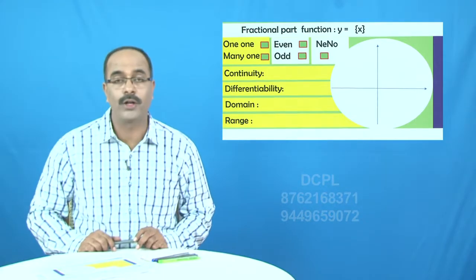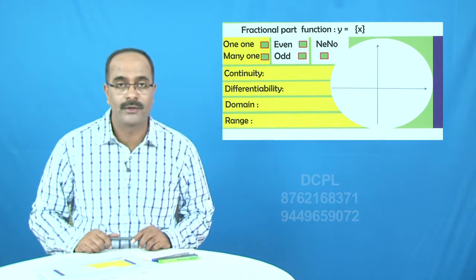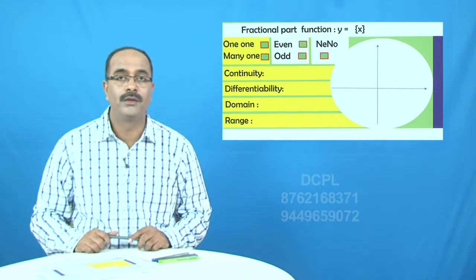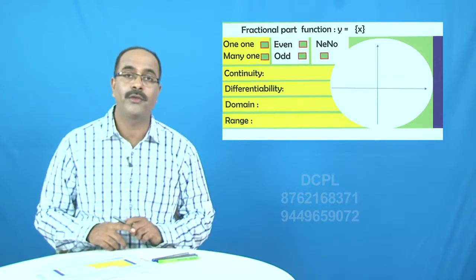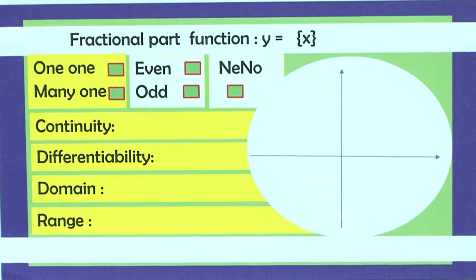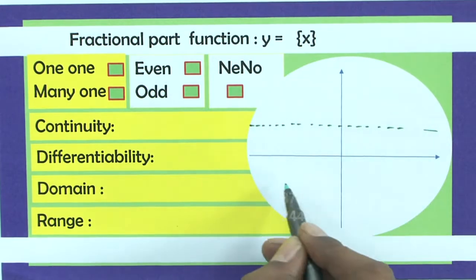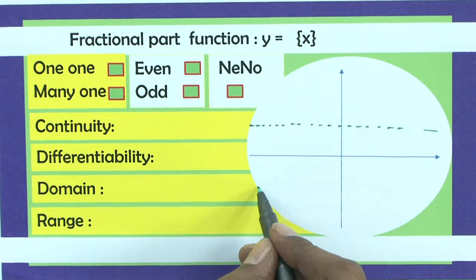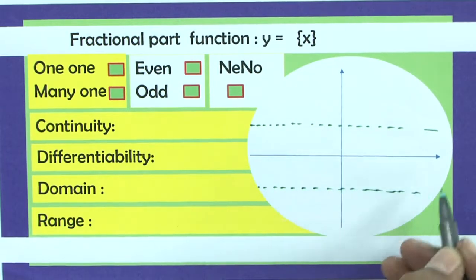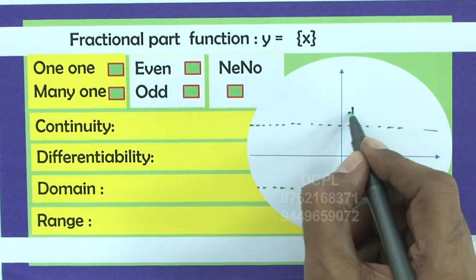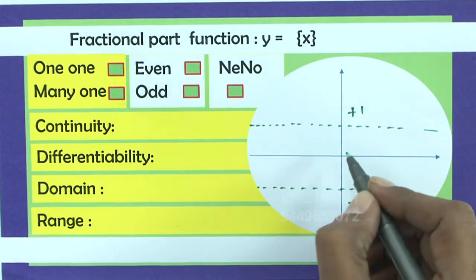Now let us talk about fractional part of x. You must be familiar with the graph of fractional part of x, dear students. Let me draw that once again. See here. So this is -1. The first one is +1, right? So this is +1 and this is -1.